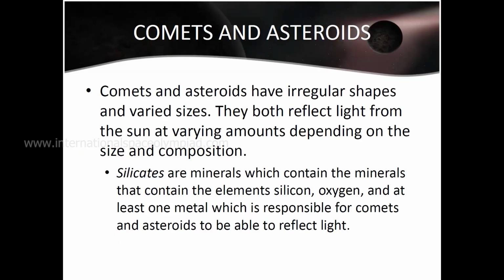Now, comets and asteroids have irregular shapes and varied sizes. Both reflect light from the sun in varying amounts depending on the size and composition. Silicates are minerals which contain elements like silicon, oxygen, and at least one metal, which is responsible for the comets and asteroids being able to reflect light.